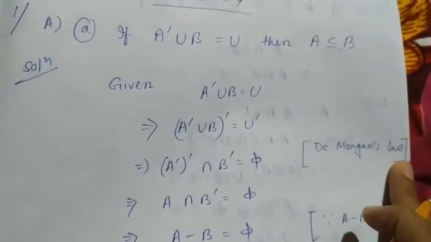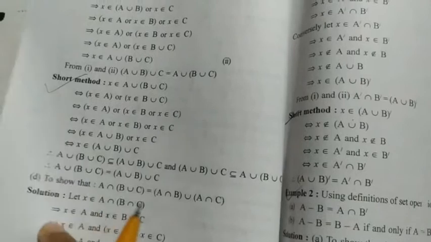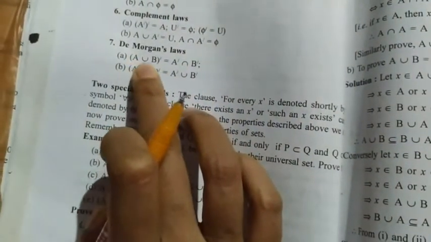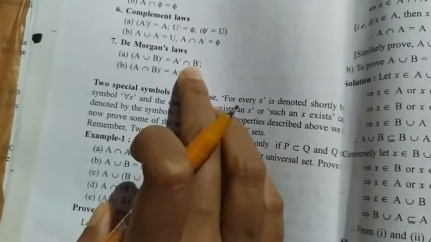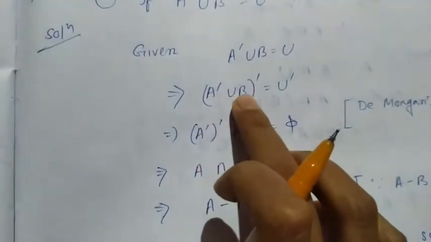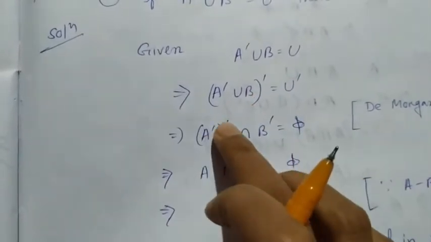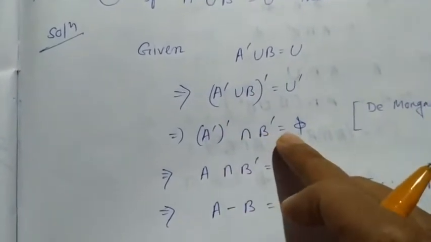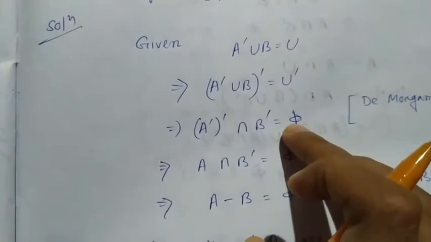This is De Morgan's law. I have told you about De Morgan's law. See, (A union B) complement equals A complement intersection B complement. So these things should be known to you before doing this sum. So this is (A complement union B) whole complement, which is A complement complement intersection B complement, and U complement is phi. We know about it.